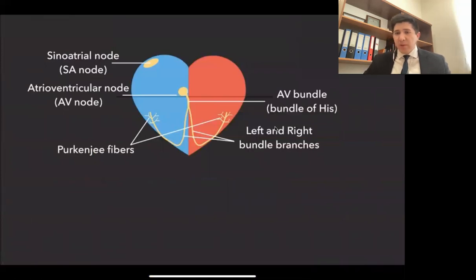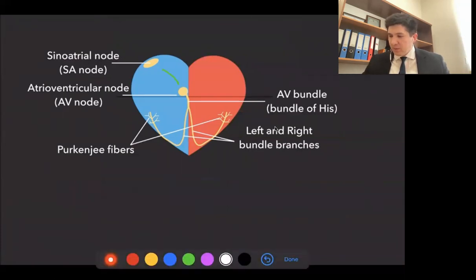So one more time, this is the full structure of the heart through which the electricity is going to be conducted. It is going to be created in the SA node, then conducted to the AV node. Then through the AV node, it goes through the AV bundle. Then it's going to be split into two parts, and it goes through the left and right bundle branches. And at the end, it finishes up in the Purkinje fibers.